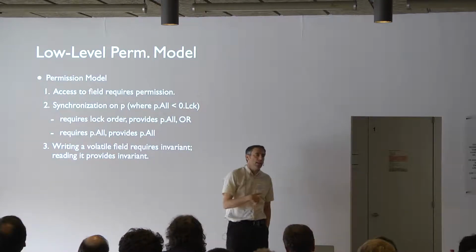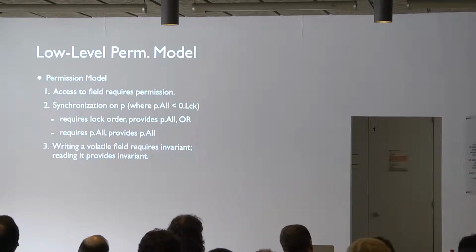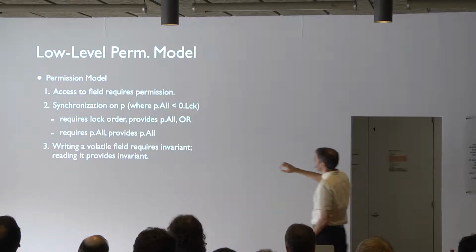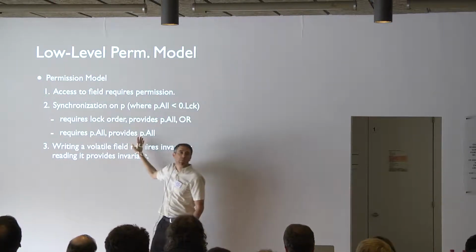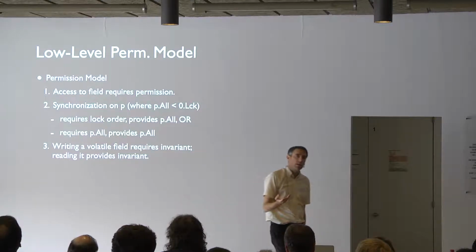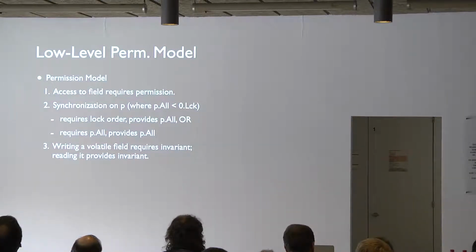And p.all is a ghost field or a model field that doesn't actually have any state in it itself. We'll talk about what it may have. Or it requires that you already have that permission, in which case you get it back, which is the case for a re-entrant lock. If you're re-entering a lock, then as long as you can say, I have the permission, then of course you can lock because you already have it.